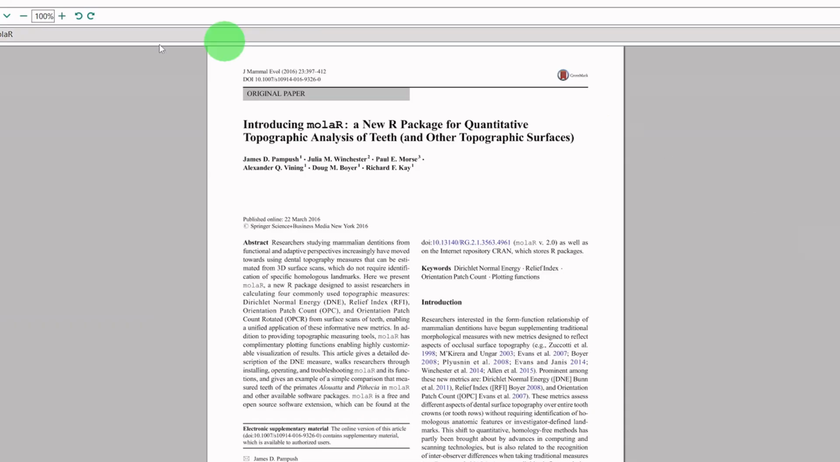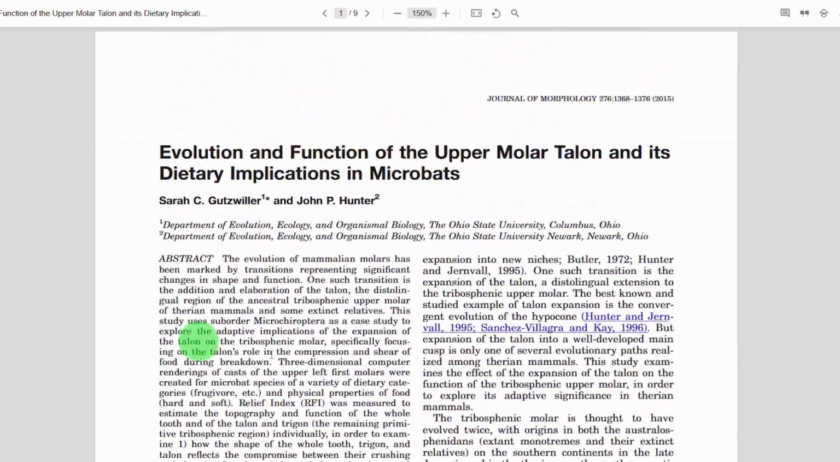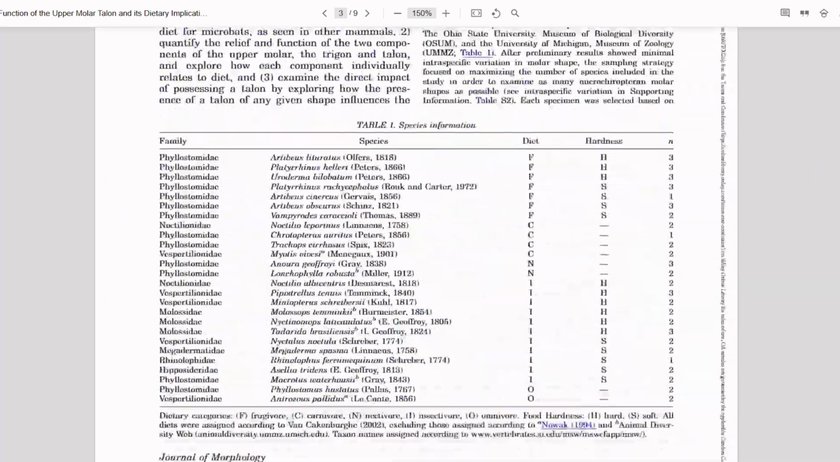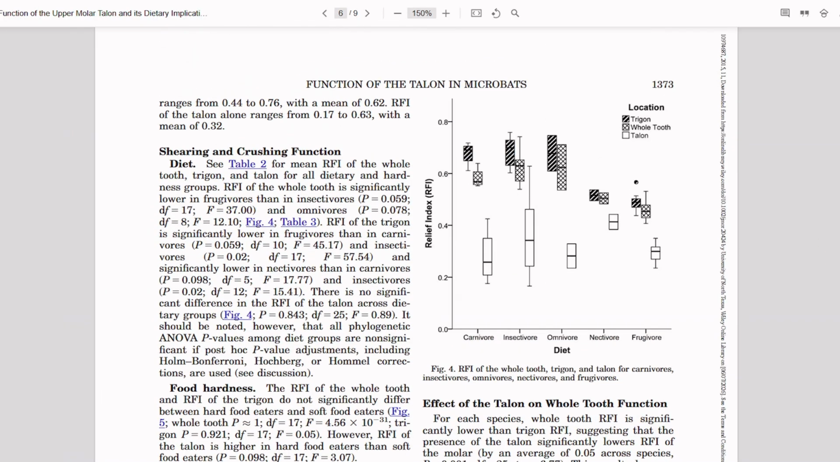In earlier research, the 3D area was simply divided by the 2D area to give a basic relief index. More modern studies use a modified version of RFI though, that log transforms the relationship. Using this approach, a larger RFI usually means a tooth has taller cusps and steeper surfaces. We often see this in animals that need sharper crests for slicing through leaves or cutting into insects or slicing through other tough foods.